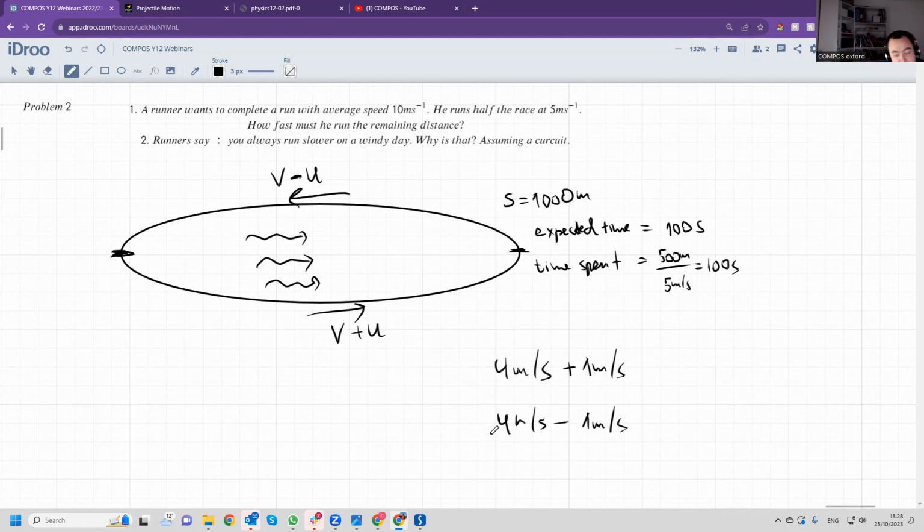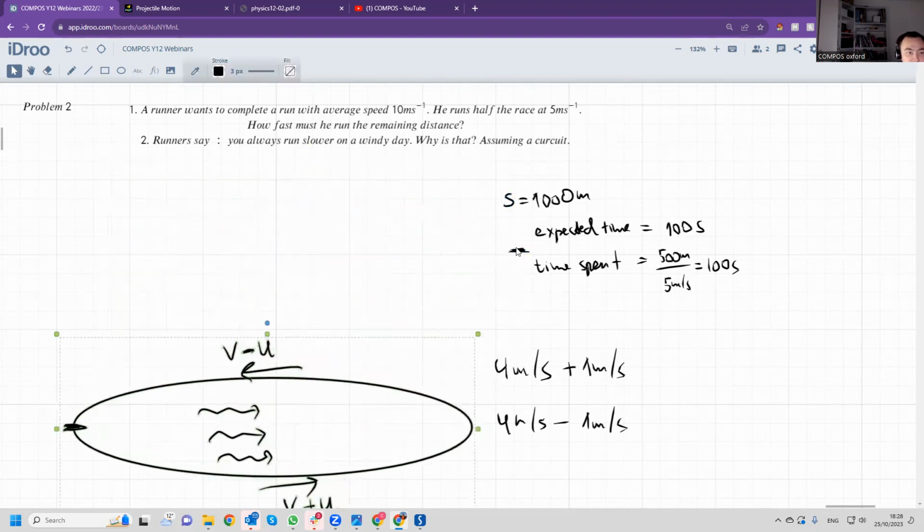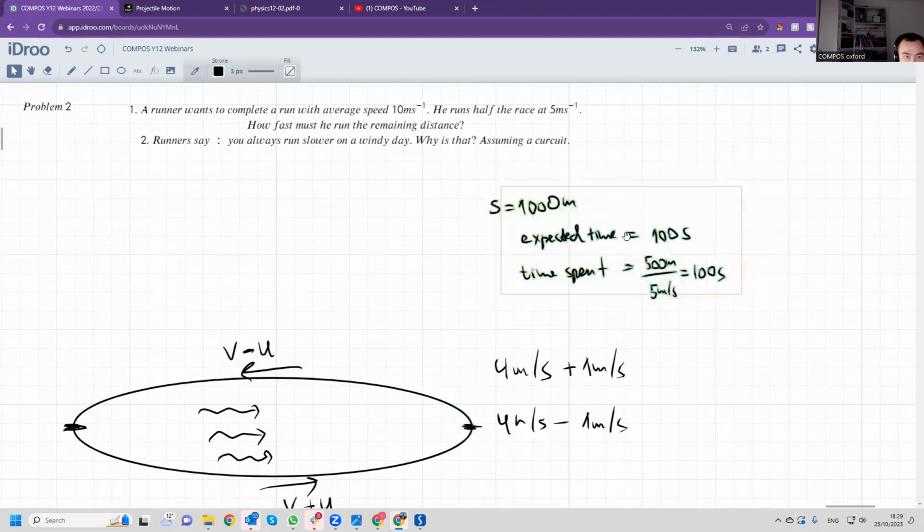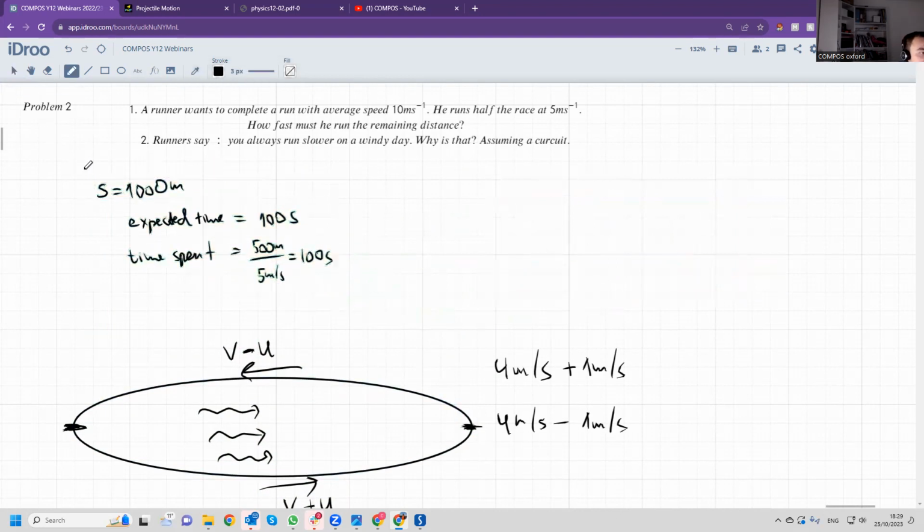The extreme case scenario, extreme case analysis. What would be the extreme case for this example? Can somebody think of an extreme case for this example? Yes, if u equals v. So let me just tidy this up a little. So that is question 1.